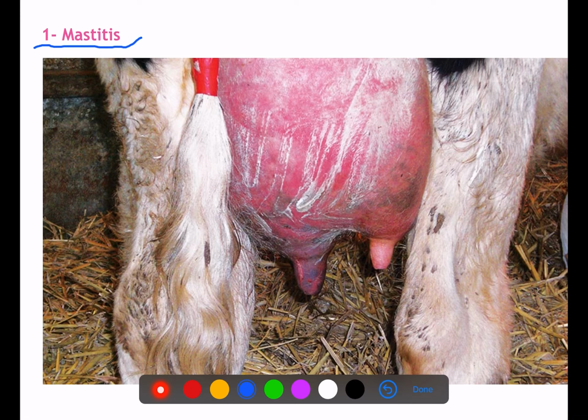Mastitis generally occurs due to bacterial invasion of the mammary gland, and usually from the external route through the teat canal. Opposite to the uterus and ovary, where the infection usually comes hematogenously from systemic infection, in mastitis the opposite occurs. The infection comes from outside the body via the teat canal.